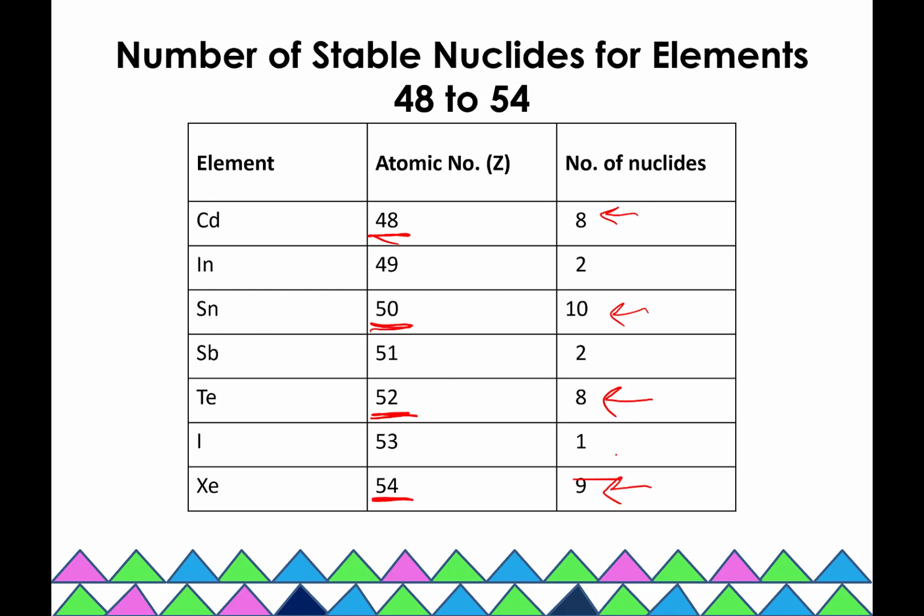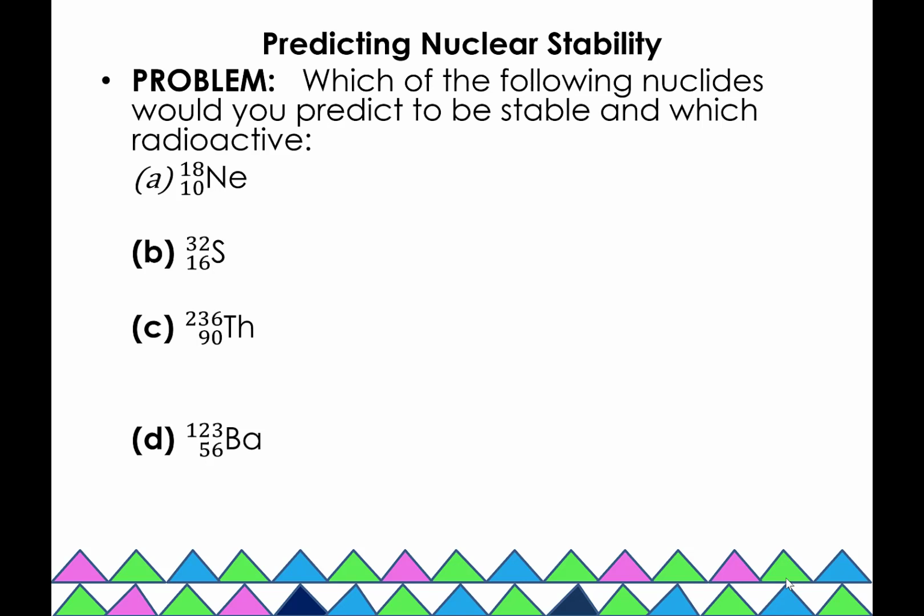But now if we look at the elements with an odd number of protons, they have 2, 2, and 1 stable nuclides. So there is this increase in stability for when there are an even number of neutrons and an even number of protons. Okay, let's look at an example.